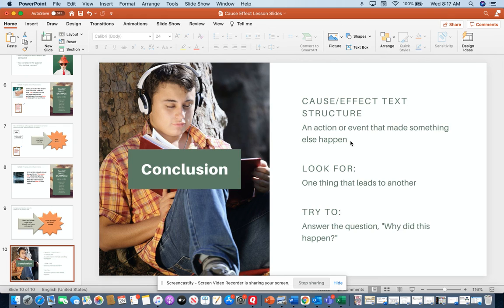So our conclusion, a cause and effect text structure is an action or event that makes something else happen. When you're reading, look for one thing that leads to another and try to answer this question: why did this happen? So if you can think about the cause and the effect and figure that out in a cause and effect reading, that will usually help you better understand and comprehend when you are reading nonfiction with this text structure.